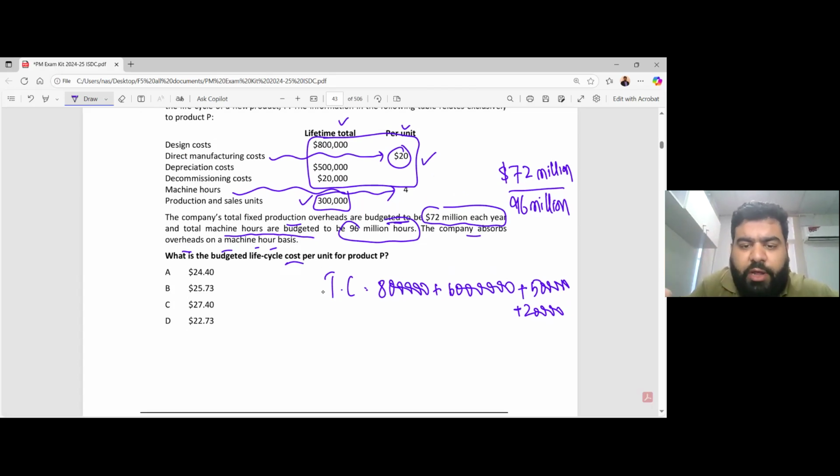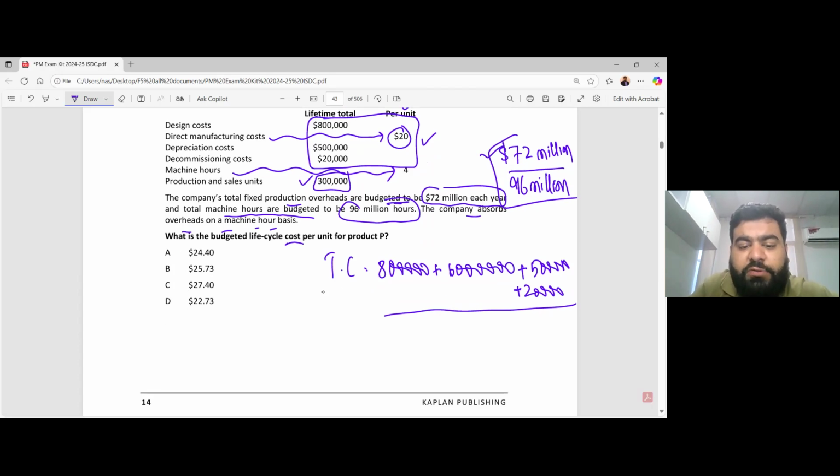What we can do is ignore this overhead first, I'll do it at the end. Calculate overhead per unit, and I'll add it to the life cycle cost per unit. But first, just take the total cost other than this overhead. I'll calculate the cost per unit without overheads, and the number of units was 300,000. Let's calculate it first. 6,800,000 plus 500,000 plus 20,000. It's 7,320,000.